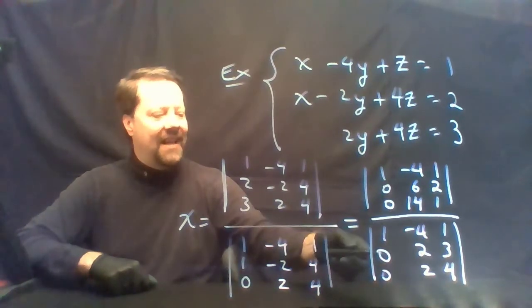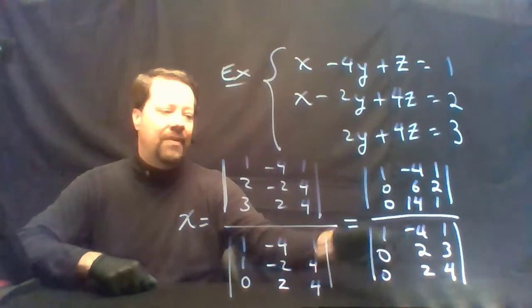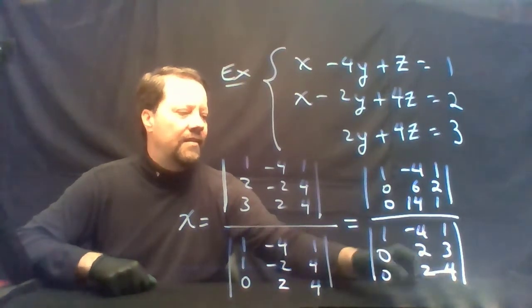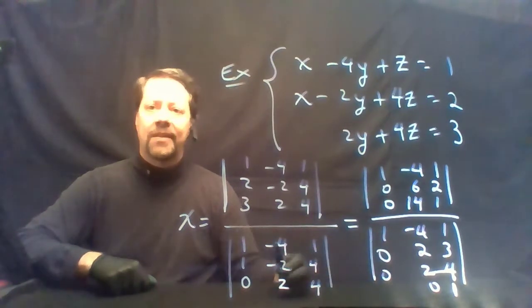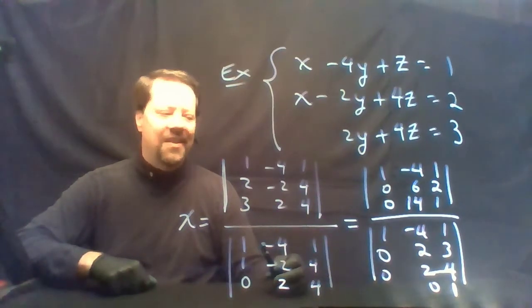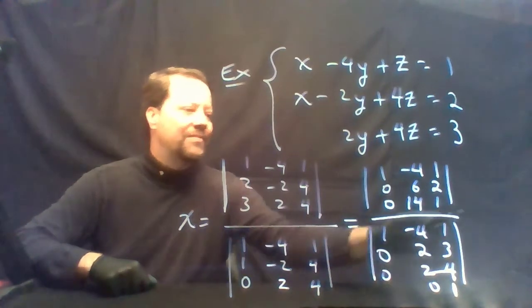If we take negative 1 times the second row in the new denominator and add it to the third row, we'll have 0 and then 1. That will make the matrix upper triangular, and the determinant will be 1 times 2 times 1, or 2.